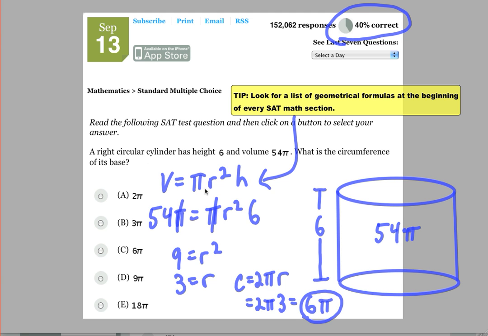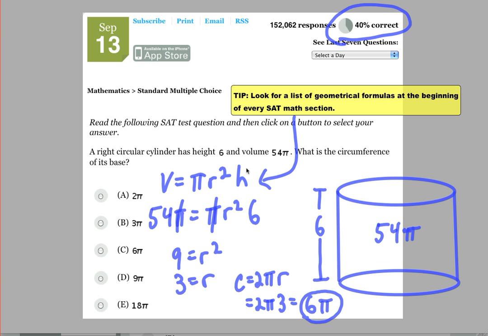Now, not too many of you may have memorized that, but luckily at the beginning of every SAT math section there is a list of geometrical formulas, and the formula for the volume of a right circular cylinder is in fact there. So you don't have to memorize it, but here it is. Volume equals pi r squared h.